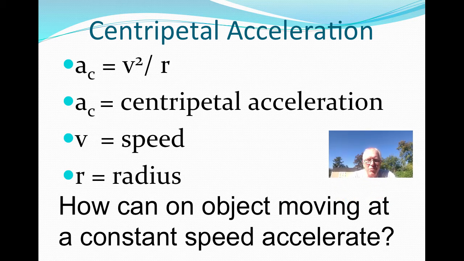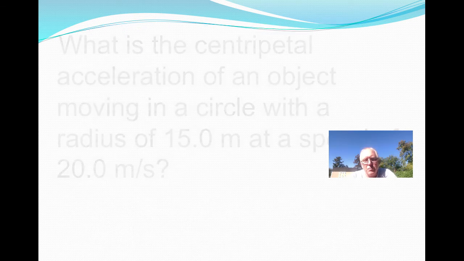So how about this? If you were moving in a circle at a constant speed, how can you be accelerating, right? Your speed isn't changing. But remember, it's velocity that we're talking about. So even if the speed stays the same, the direction is constantly changing. And that's why we can say that it's always accelerating, centripetal acceleration. An acceleration always changing the direction toward the center of the circle of motion.